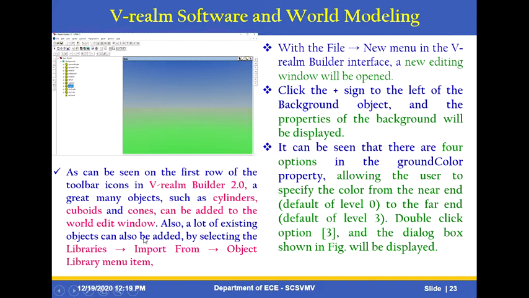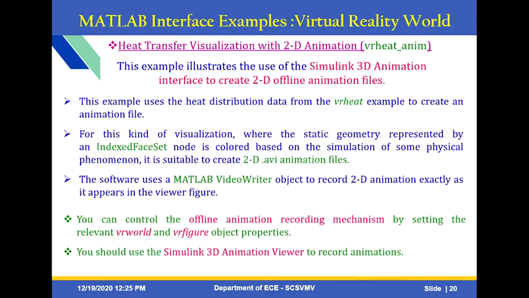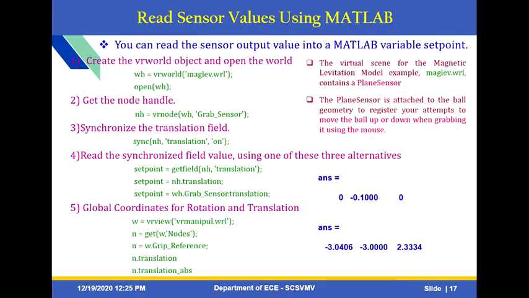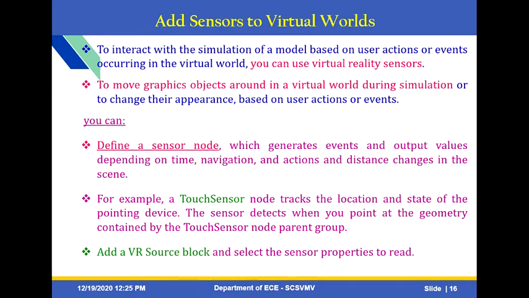Here these are all the libraries, how to import the library, how to import the objects and materials, by using this VRML builder 2.0. You can also import many objects like cylinders, cuboids, cones, which can be added to the world editor window. Then this is the add sensor window.